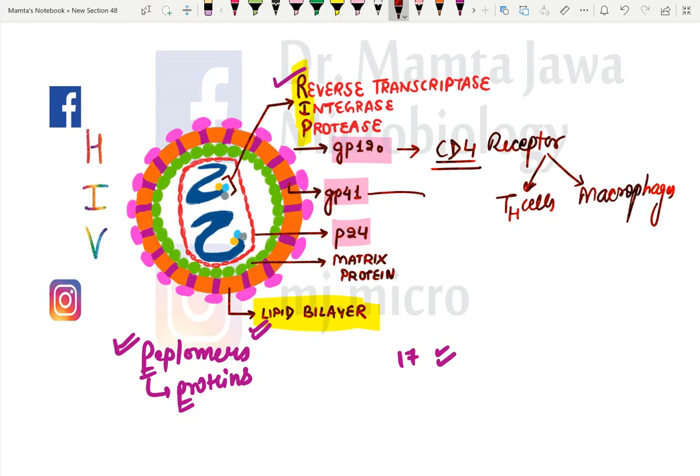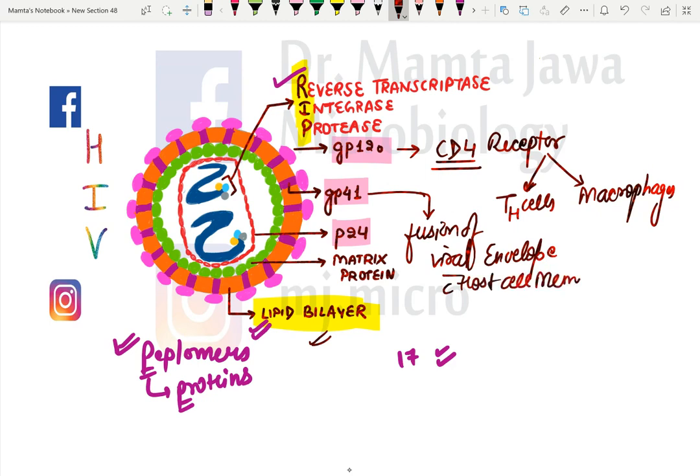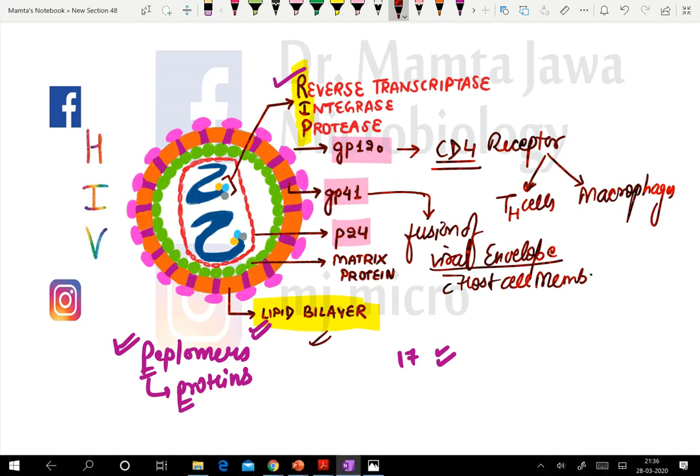And GP41, which is a transmembrane protein, as you can see, is going right into the lipid bilayer. This GP41 protein helps in the fusion of the viral envelope with the host cell membrane. See, guys, after all, the viral envelope is nothing but stolen material from the host cell membrane.